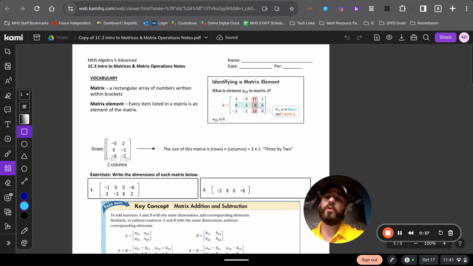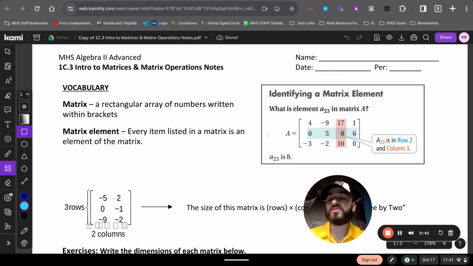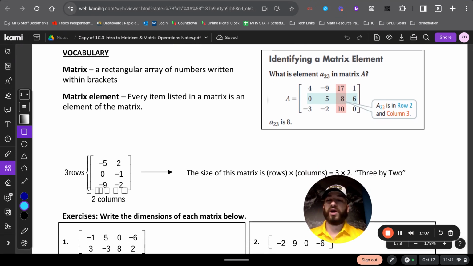Okay, so there's two really important pieces of vocabulary we're going to work on today. The first part is a matrix. A matrix is a rectangular array of numbers written within brackets. So you'll recognize a matrix when they have these sets of numbers written in between two big brackets. And then within any matrix, we have matrix elements, and matrix elements are just any specific element in that matrix. So we always identify our matrices by their rows and columns. So it's always rows and then columns.